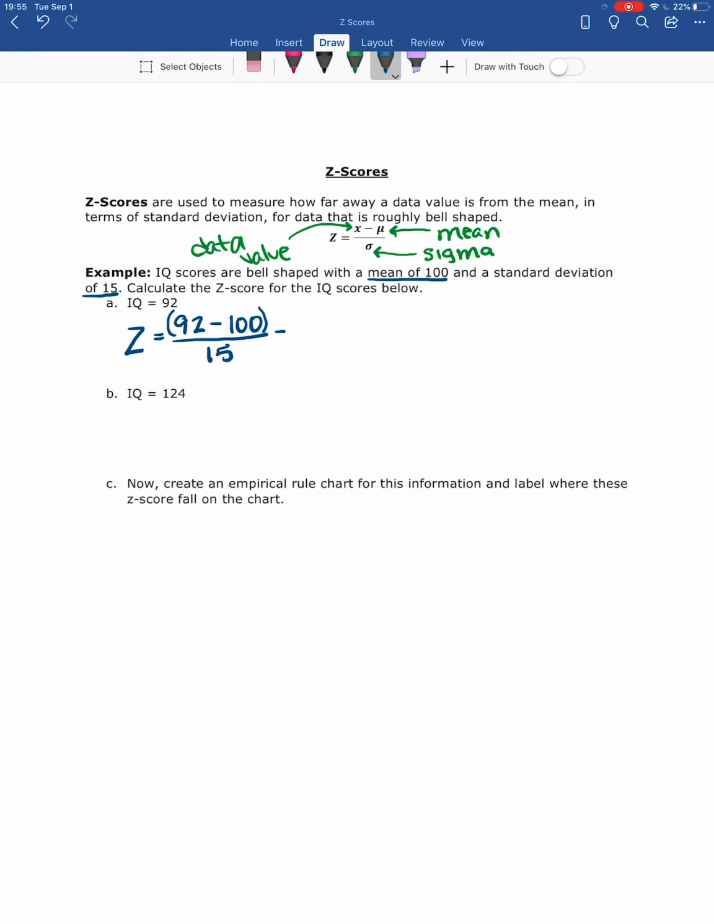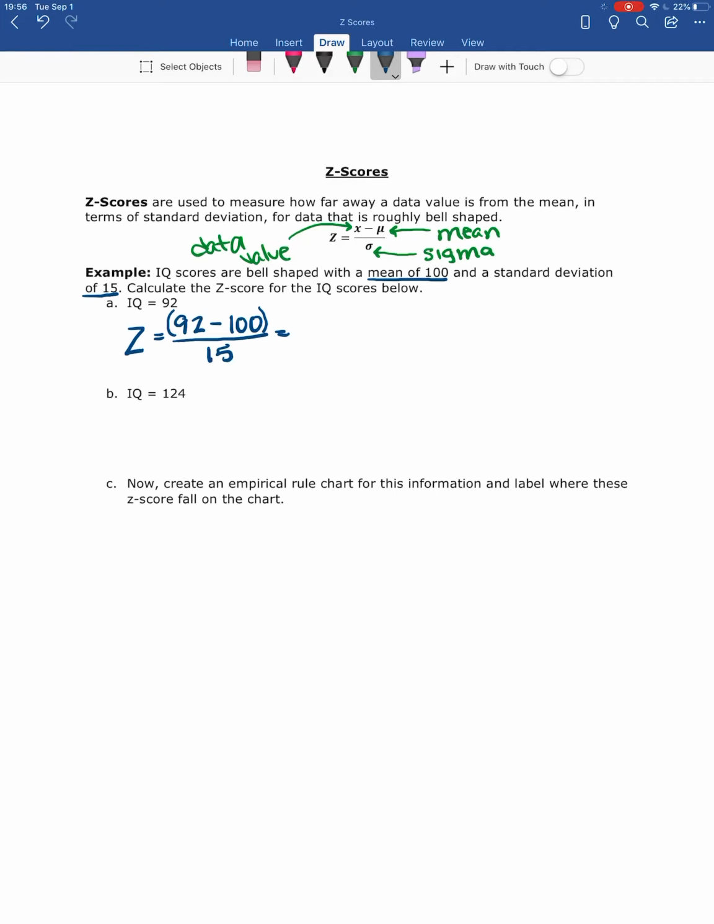Now when we do this, we want to put this top piece kind of in parentheses. It's not officially part of the formula. However, it does remind us that we need to do 92 minus 100 and hit enter first before we divide by 15. If you just type in 92 minus 100 divided by 15, your calculator knows the correct order of operations, so it's going to divide and then subtract, and that is not what we want to do. We want to subtract, we want to find out how far away from the mean we are. Then we want to find out how many standard deviations that is by doing that division.